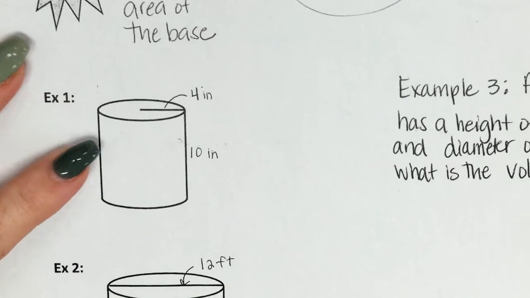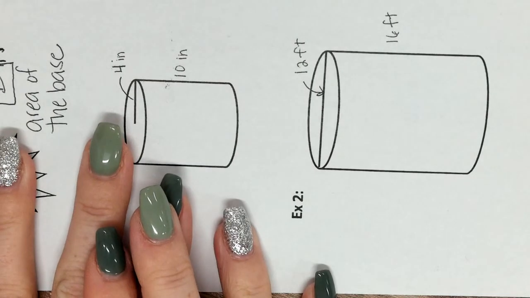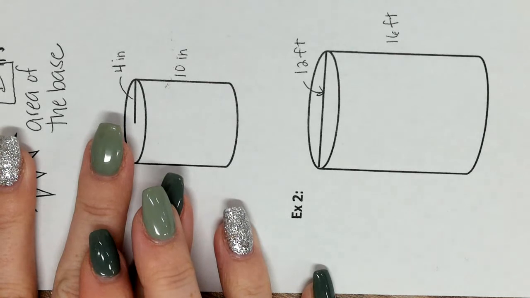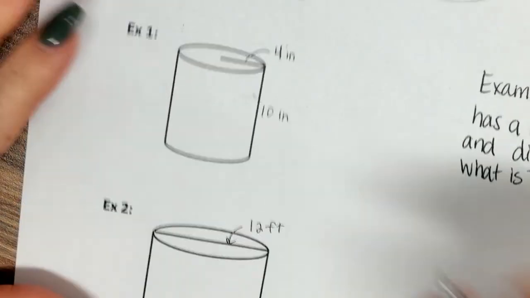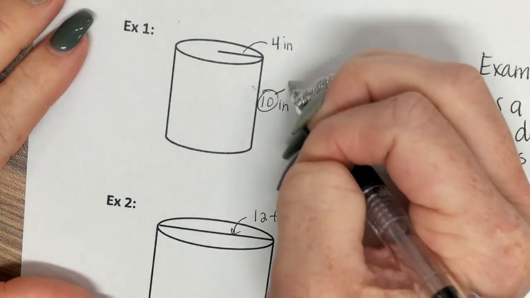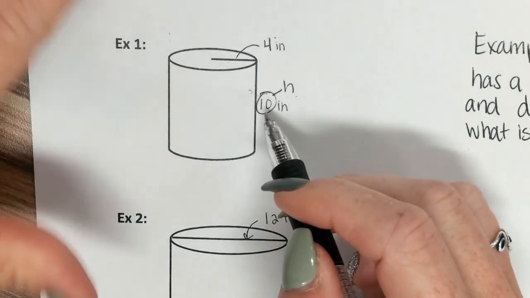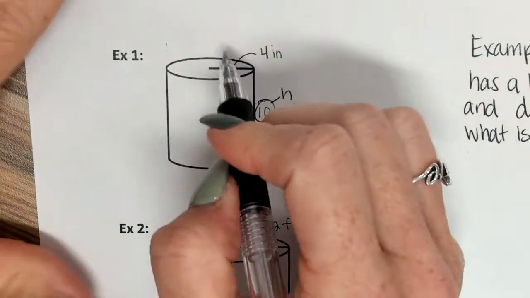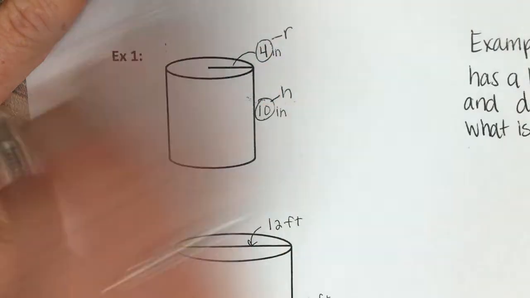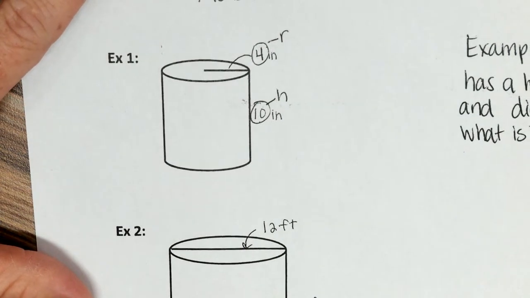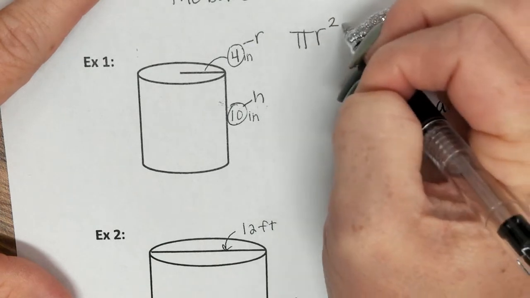So everybody, please look at the first cylinder. If I was to lay this down, does it matter? The height will always connect the two circles. Yes? So I want you to circle the height and put that it is the height. So which one is the height? 10. What is this 4 representing? It is the radius. So in my formula, I'm going to do pi r squared h.